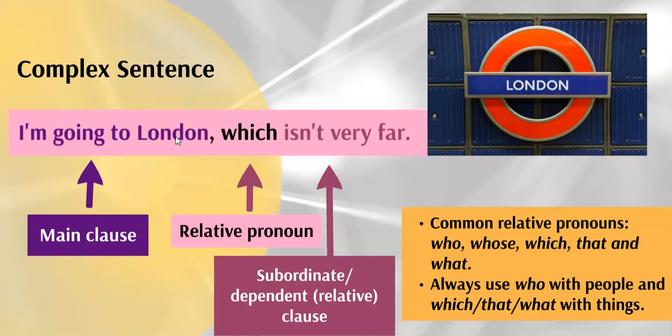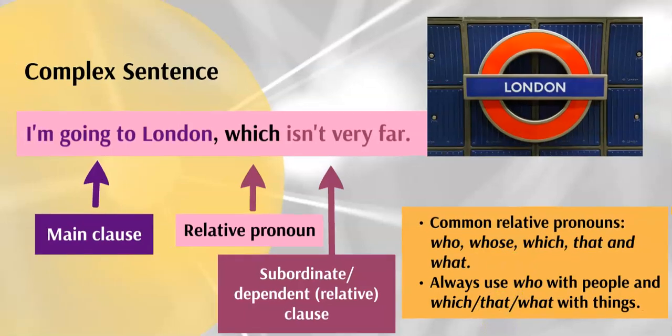Because it doesn't make sense by itself, it's called a subordinate or dependent clause. But because it begins with a relative pronoun, which, it's also called the relative clause. The most common relative pronouns are who, whose, which, that and what. Always use who with people and which, that and what with things.